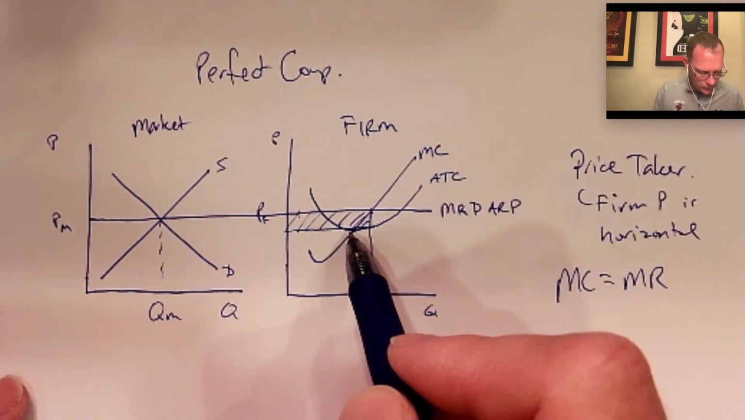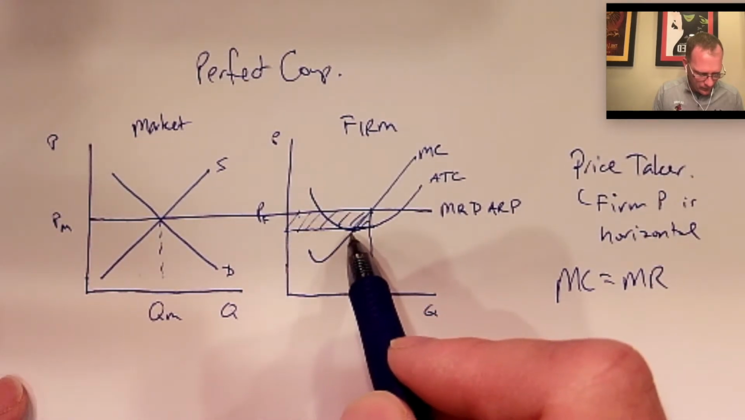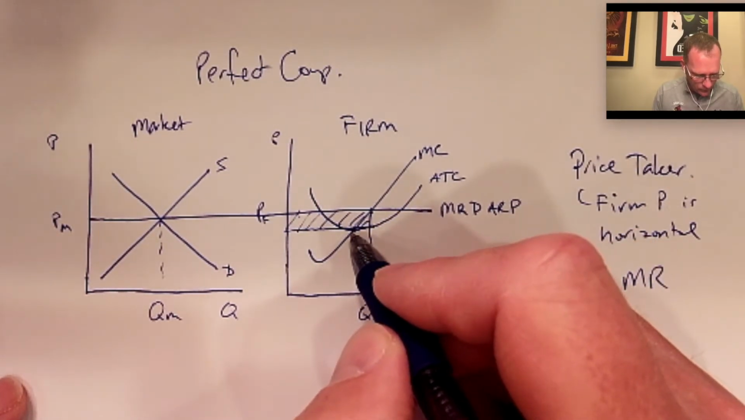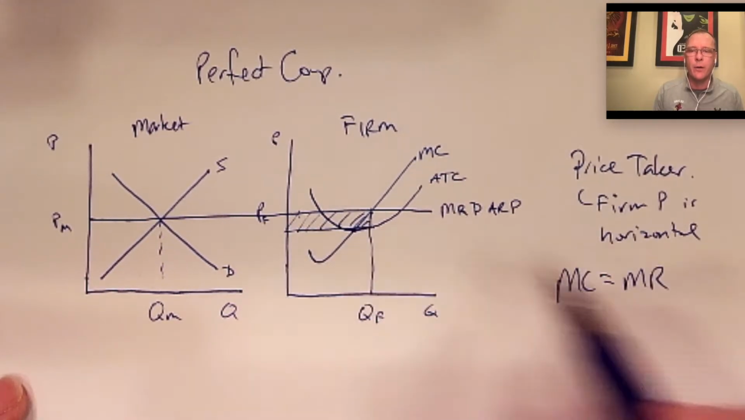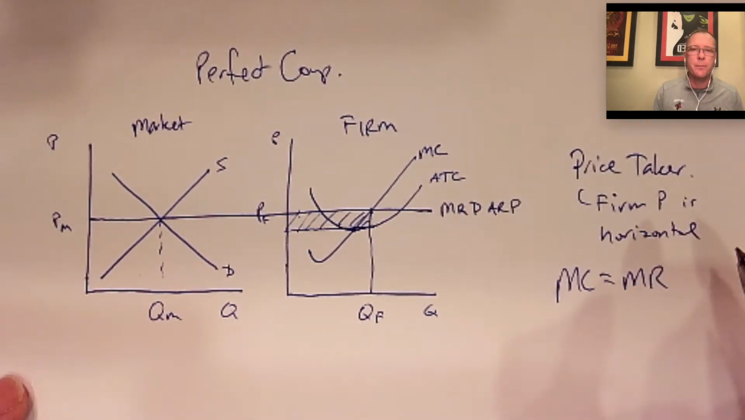Now, if your average total cost curve is really down, this point, your average total cost minimized should be a little bit lower than where you come across. So there's my profit. Well, what happens?